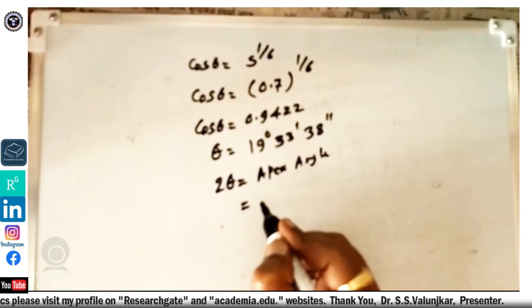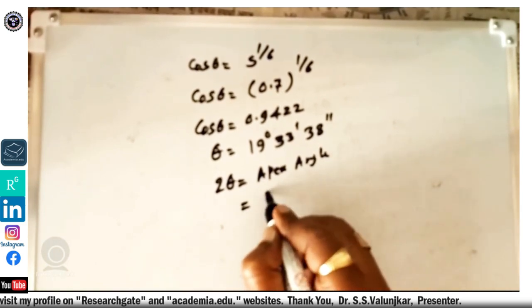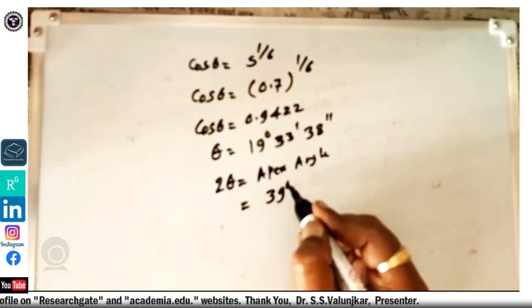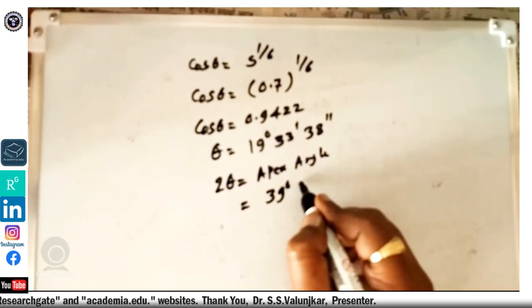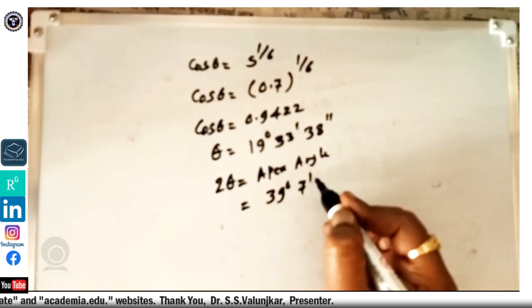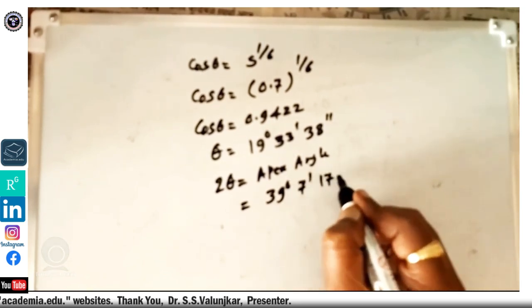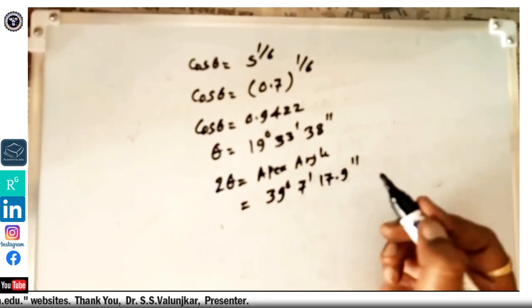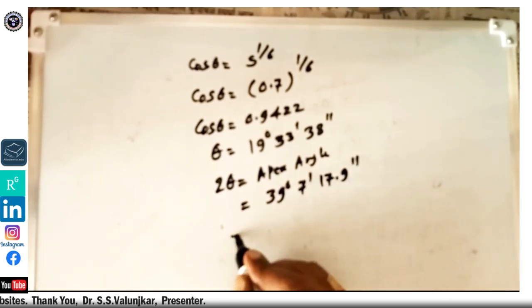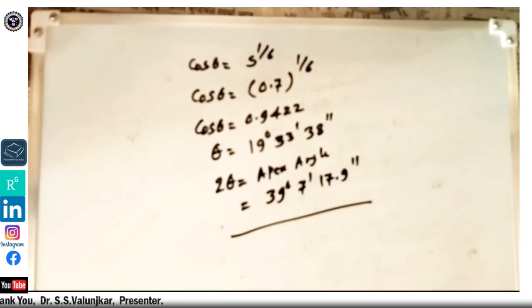Which is equal to 39 degrees 7 minutes and 17.9 seconds. So this is the solution to the problem. This carries 7 marks, asked once upon a time in a university examination. Okay, this completes the second problem in today's session.